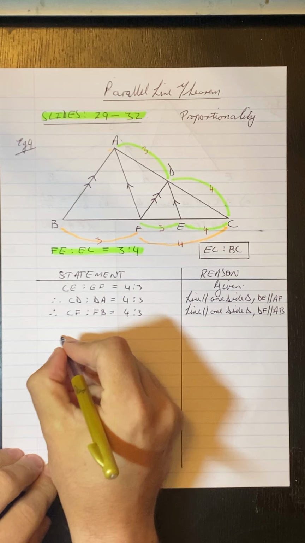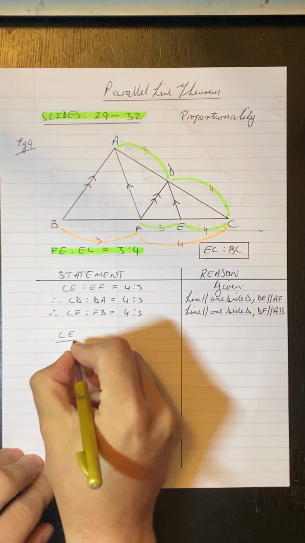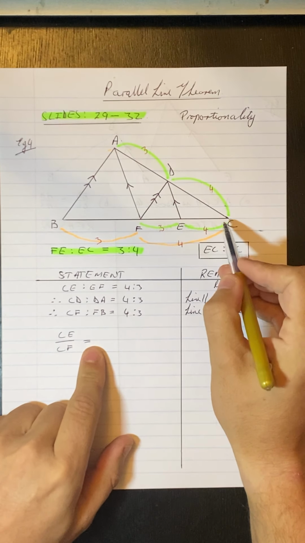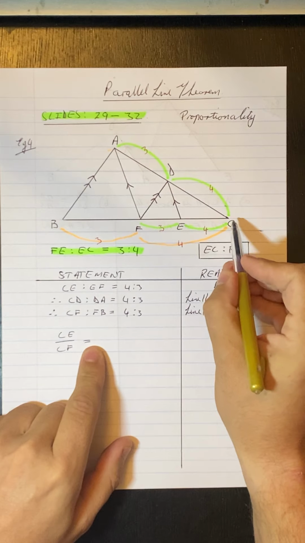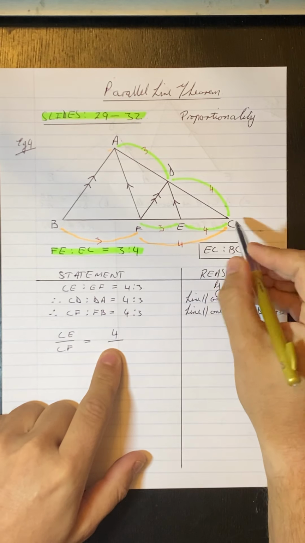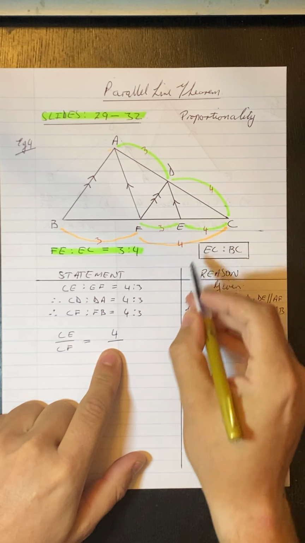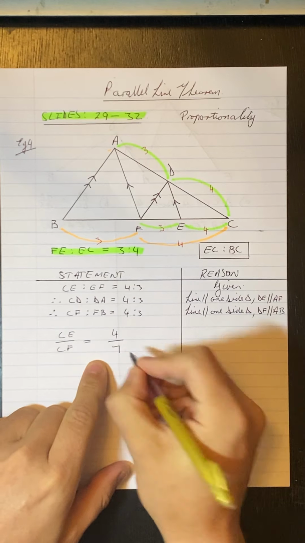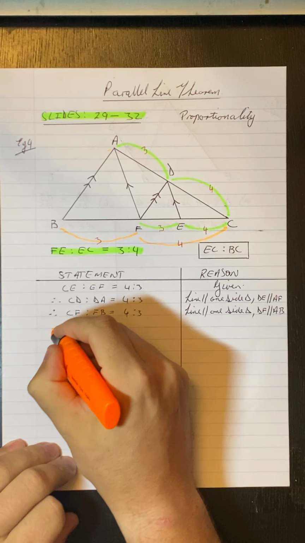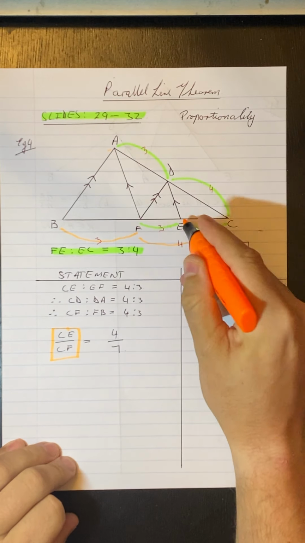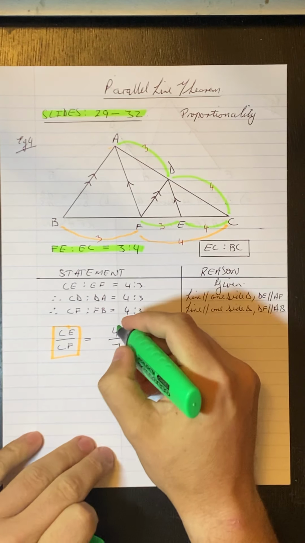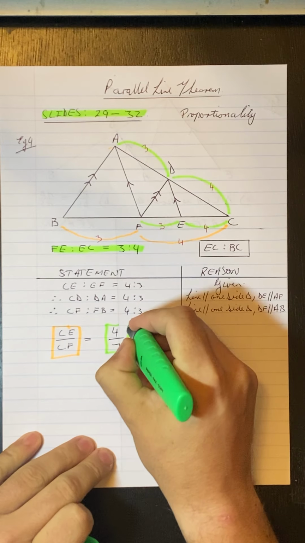So we know that CE over CF is equal to, now if I have a look at the green, it is CE is 4 over, and CF is 7 parts. 4 and 3 gives you the 7. So what I've done here is I've compared the two. So this is my orange bit, CE to CF, the orange bit. And then this 4 over 7 is the green bit. Okay.